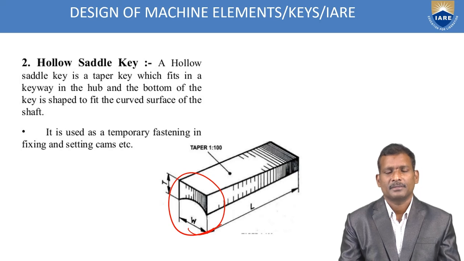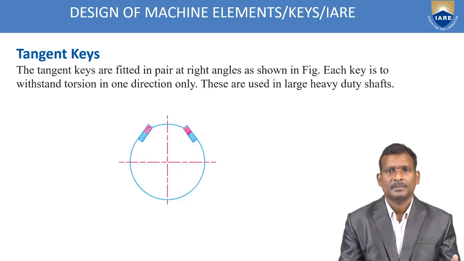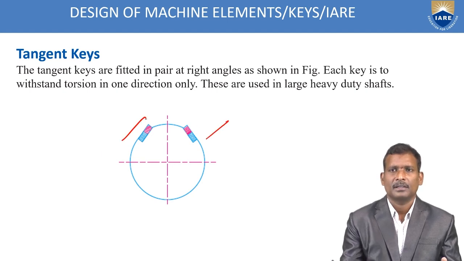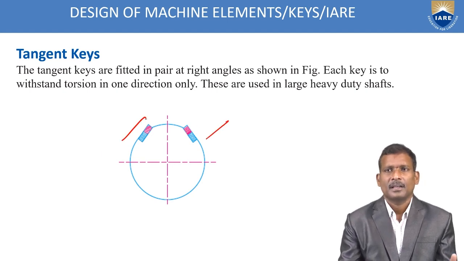Next, the third type is tangent keys. These keys are fitted in a pair at right angles as shown in the figure. These two rectangular keys are placed at right angles. Each key is to withstand torsion in one direction only. These keys are used for heavy duty shafts.